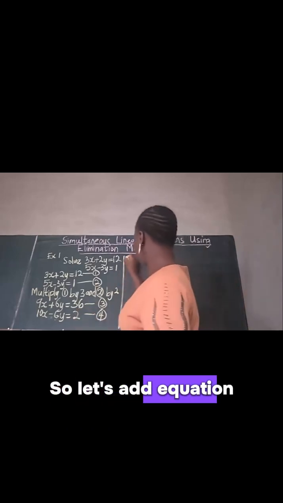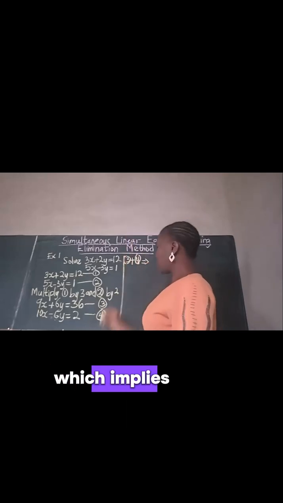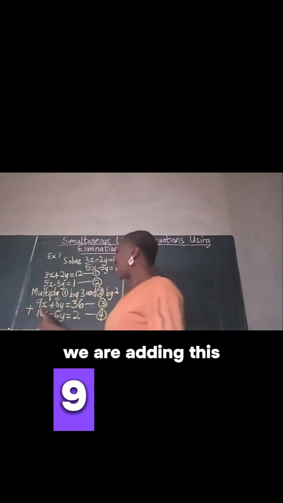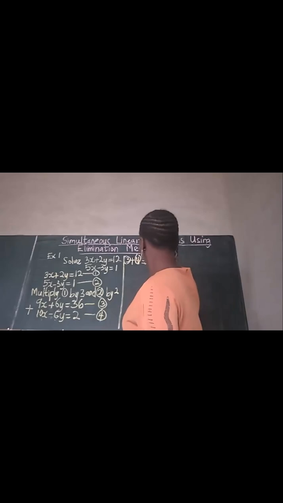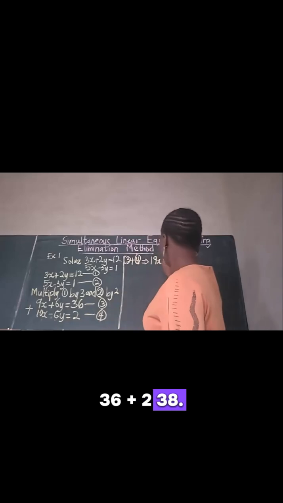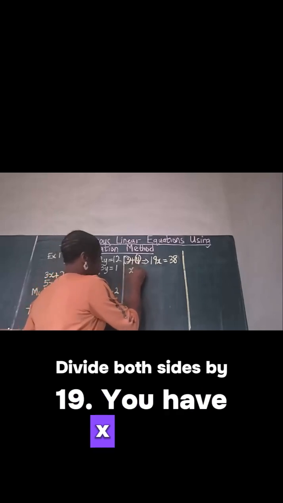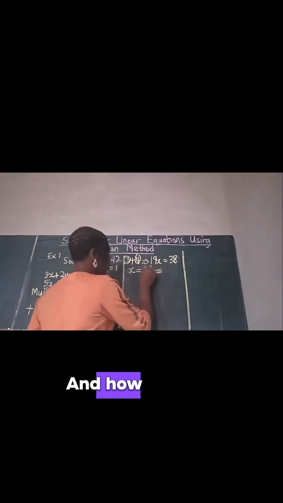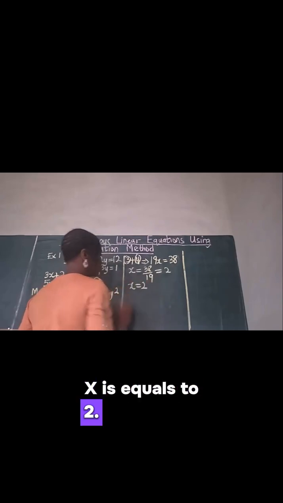So let's add equation 3 plus equation 4, which implies that 9x plus 10x is 19x, and 36 plus 2 is 38. Divide both sides by 19, you have x equals 38 over 19. And how many 19s will you see in 38? We have 2. x is equal to 2.